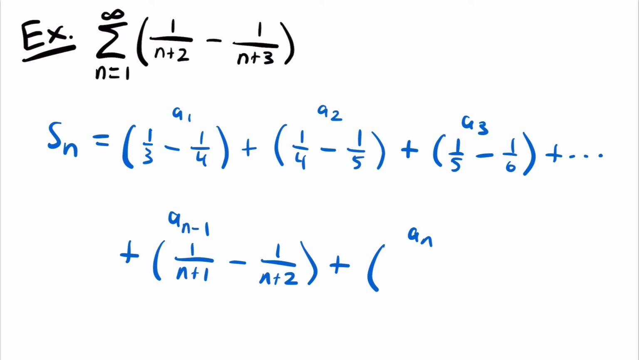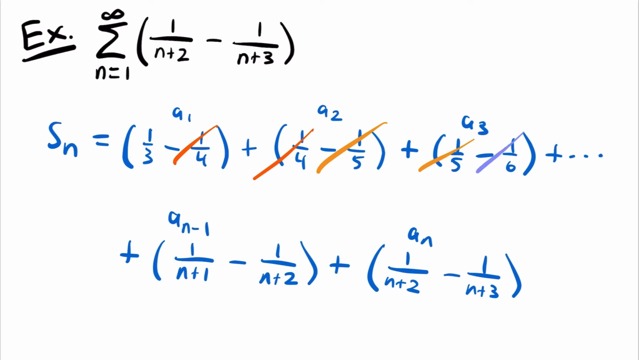And so that's what I'll write down, 1 divided by n plus 2 minus 1 divided by n plus 3. Okay, so now looking at the terms of our nth partial sum, I can see that this negative 1/4 will cancel out with this positive 1/4. This negative 1/5 will cancel out with this positive 1/5.